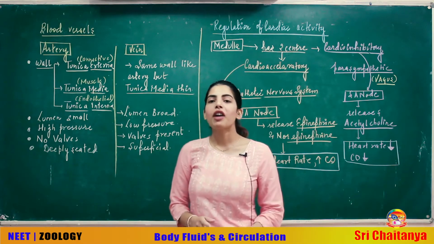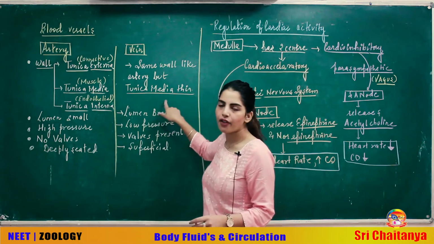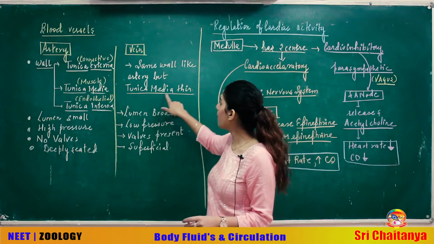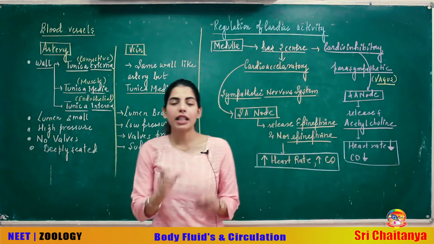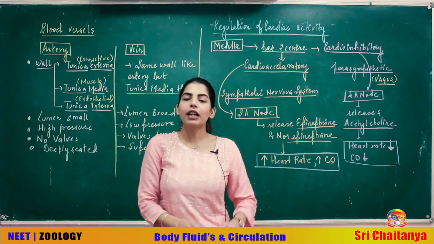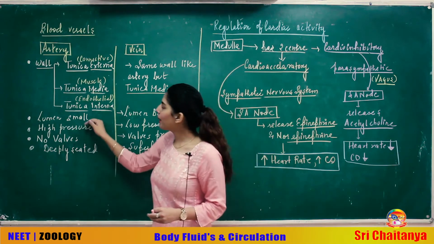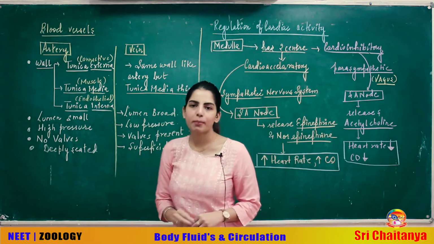But the wall of artery is way more thick than the wall of veins. I have written that tunica media is thin. So when you say the wall of artery is thicker, which layer is thicker is specifically the tunica media. Clear? Now the lumen of the artery is comparatively smaller.